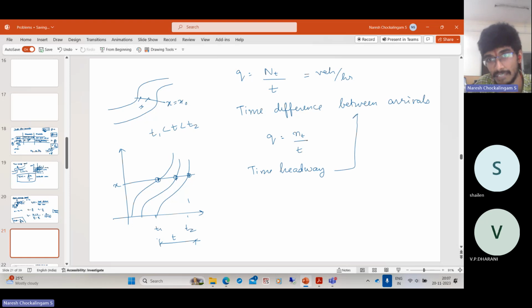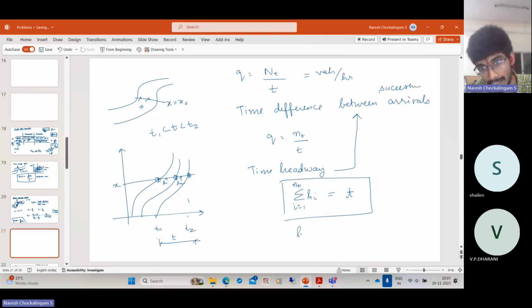Time headway is the time difference between successive arrivals. So for these vehicles, this is the headway h1. For this vehicle, it is the headway h2. And if you sum all the headways over all the vehicles arriving in the time interval t, you should get the total interval t. Now divide by n on both sides, so you get h average is equal to t by n. But what is t by n? It is 1 by flow rate. Therefore, the flow rate is nothing but 1 by the average time headway.